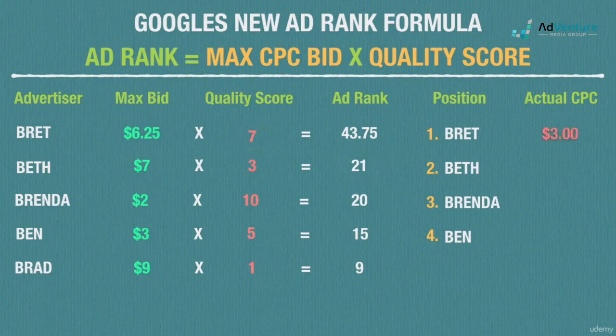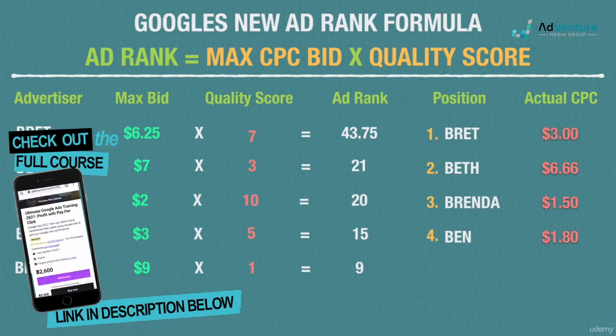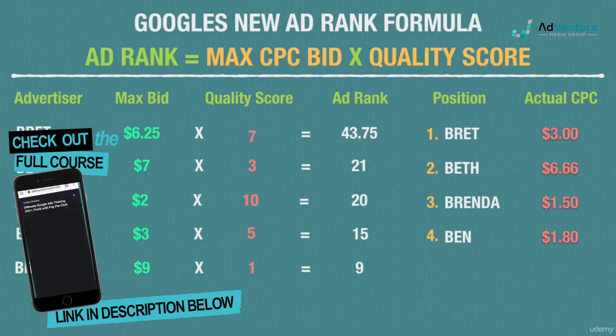Beth's actual CPC is calculated by taking Brenda's ad rank and dividing it by 3, which is Beth's quality score, and that gives us an actual CPC of $6.66. And the same thing goes for Brenda and Ben, giving us an actual CPC of $1.50 for Brenda and $1.80 for Brad. Let's just say, for example, there were 5 ad slots available and only these 5 advertisers in the auction, then Brad would indeed win the 5th spot, but since there isn't any ad rank below him, he'd have to pay a minimum click price determined by Google.